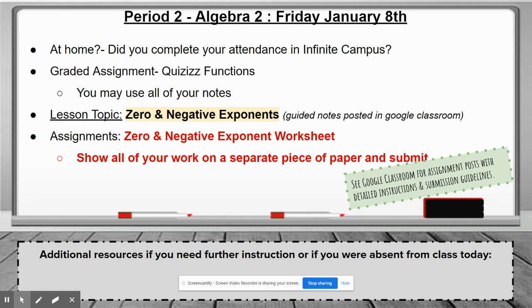That guided notes, guys, if you have an opportunity to print those guided notes out on exponents, I definitely suggest that you do, because those are the notes that we're going to be using for the next few weeks, okay? And then you will have a worksheet assignment as well.